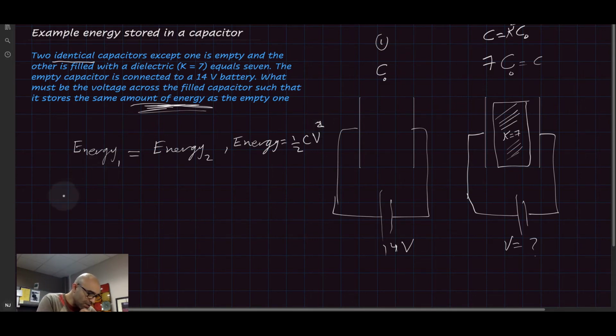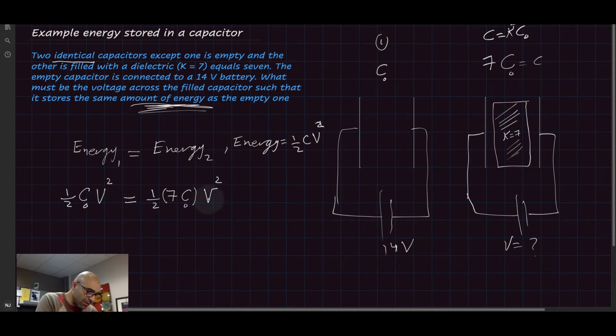Energy of 1 is basically equal to 1/2 C0, because it's empty, and the voltage V squared, okay? And then we know the voltage. And this must be equal to the energy of the filled one, which is 1/2. Now this C is equal to 7C0, and now what? We have the voltage, which is unknown, and that's squared.